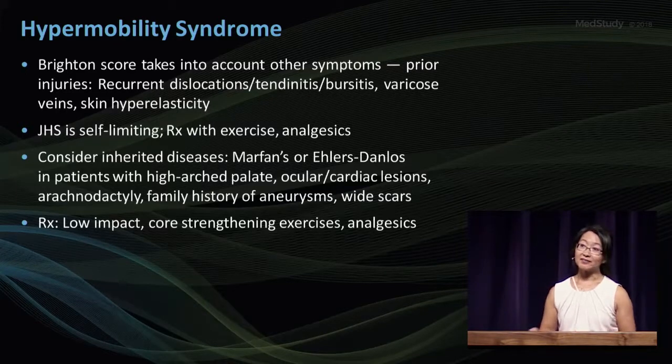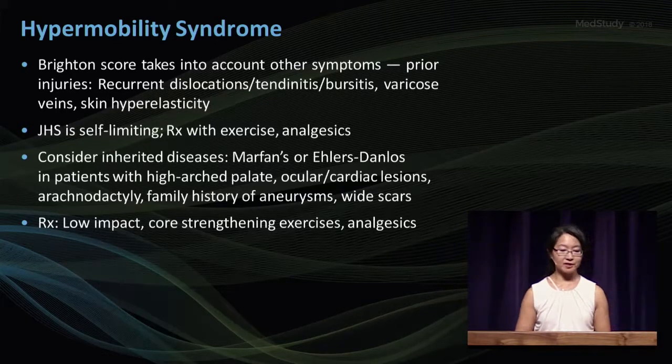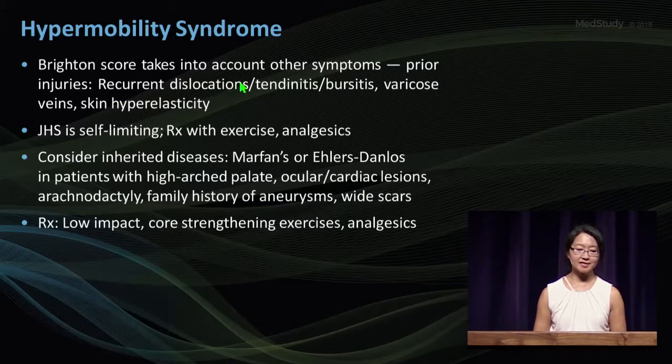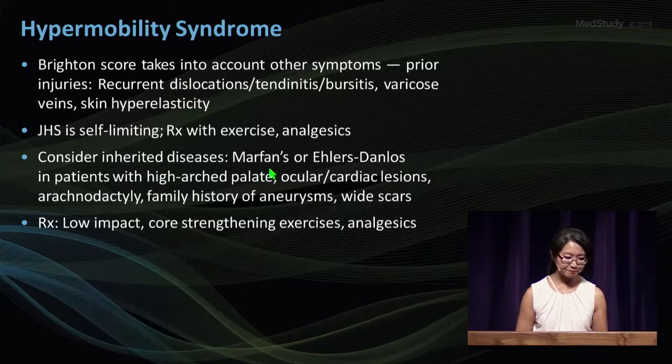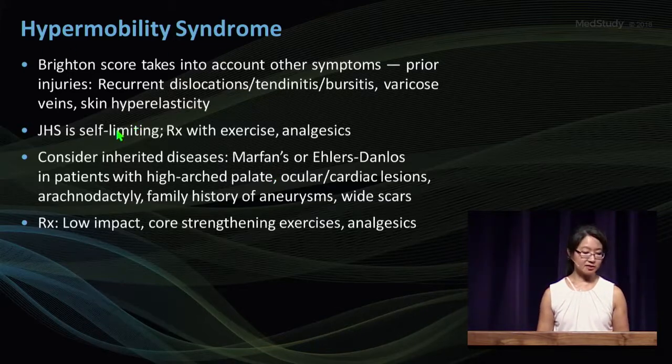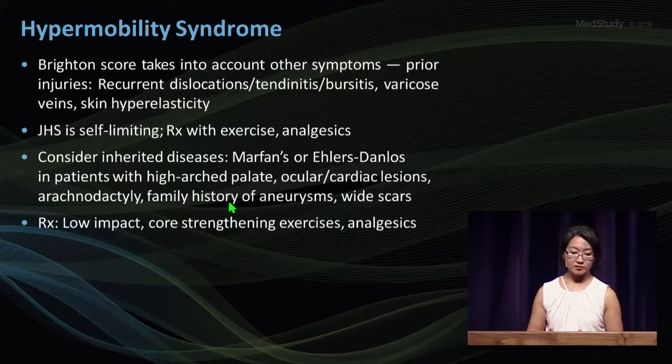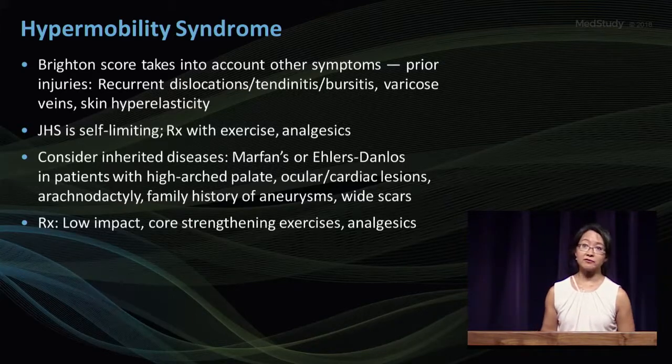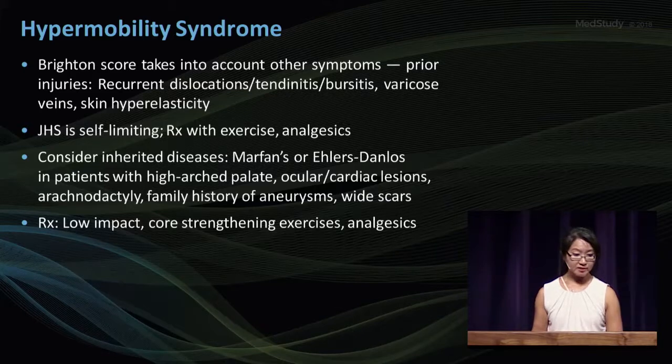Sometimes they can have injuries, though. That's where the Brighton score comes in, and this accounts for recurrent injuries like dislocation, tendinitis, bursitis, and skin hyperelasticity. The association of joint hypermobility syndrome is that sometimes these patients have inherited diseases such as Marfan's or Ehlers-Danlos syndrome. But most hypermobility syndromes are benign and self-limiting. We recommend exercise, core strengthening exercise, and analgesics. We really don't intervene much. Sometimes we'll give anti-inflammatories, NSAIDs, to help with the joint symptoms. But most patients usually will grow out of it.